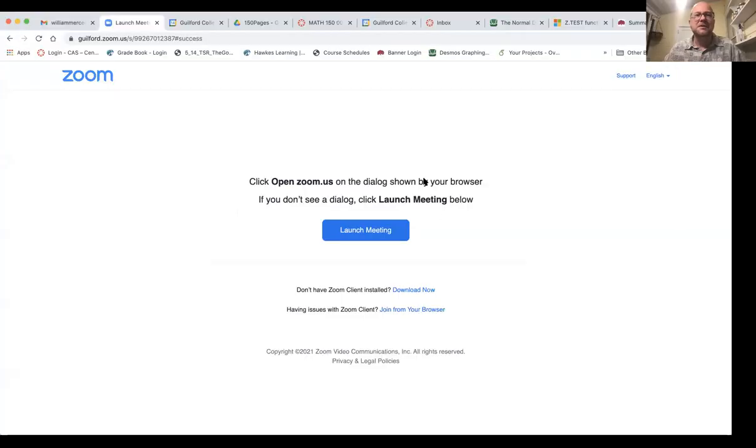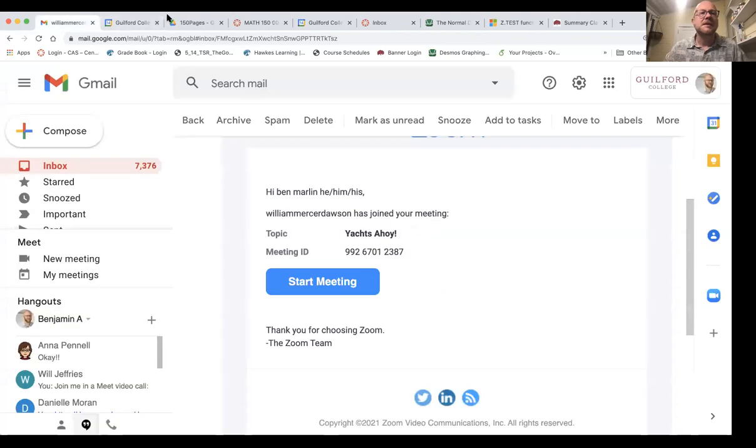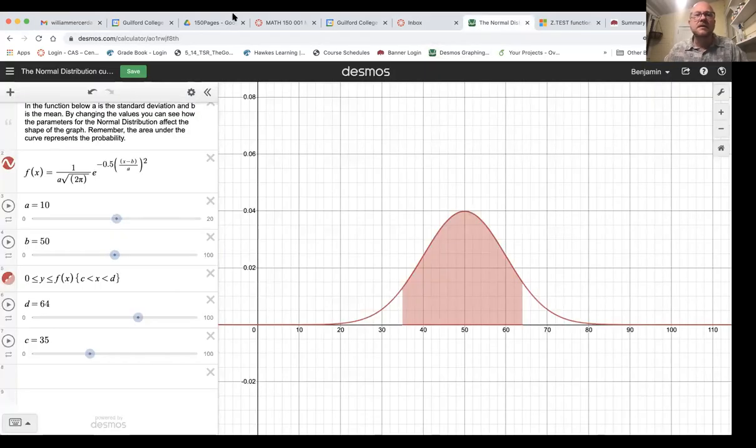I'm going to share screen. Well, I'm going to share screen, but it's got the wrong thing on it. Where's my Desmos on this? Gosh, I hope I don't have anything that has privacy issues or something.